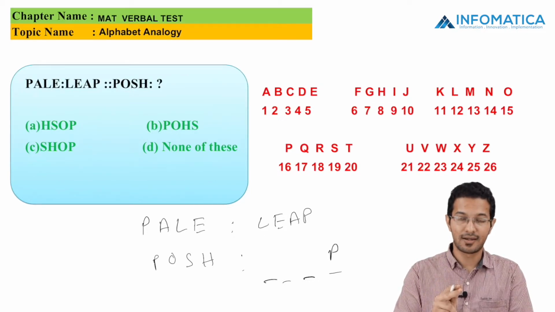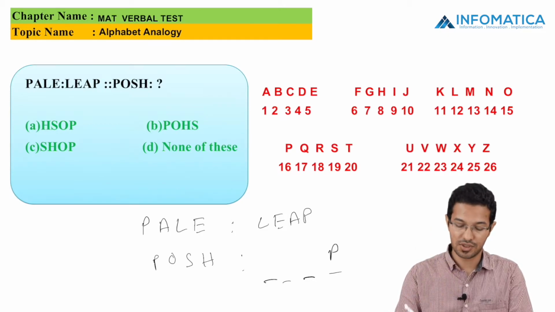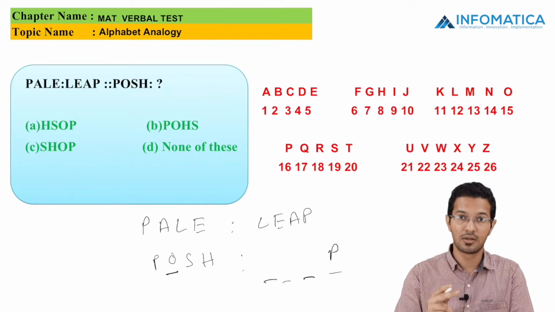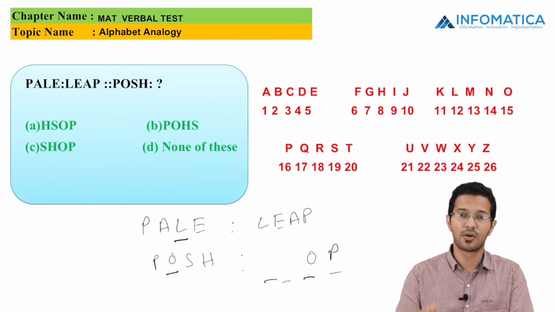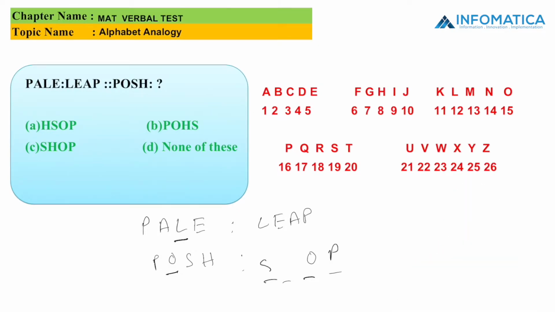A, which was on the second position, is going on the third position. So as per that, O, which is on the second position, should go on the third position. Next, L, which was on the third position, is going on the first position. So S, which was on the third spot, will go on the first position. We are left only with one letter, which is H. So that gives us the answer to this question, which is SHOP, or option number 3, or C option, which is SHOP.